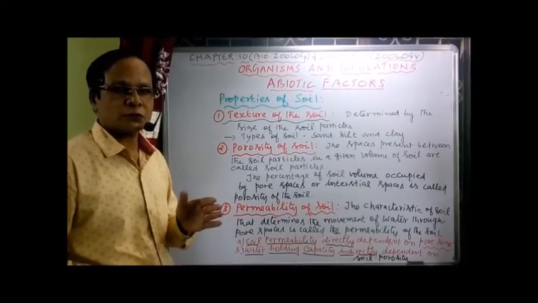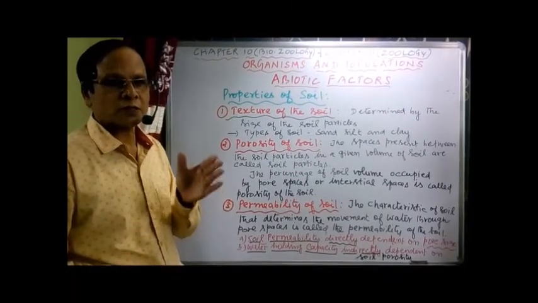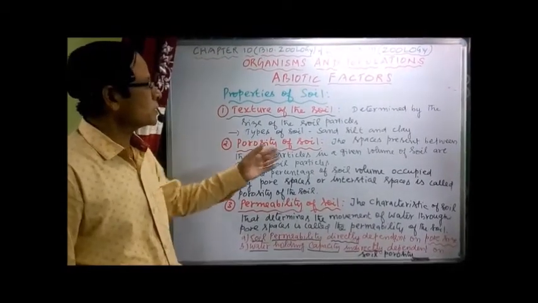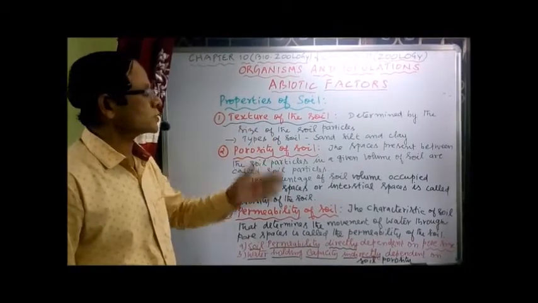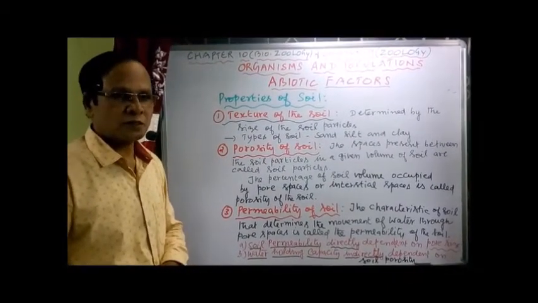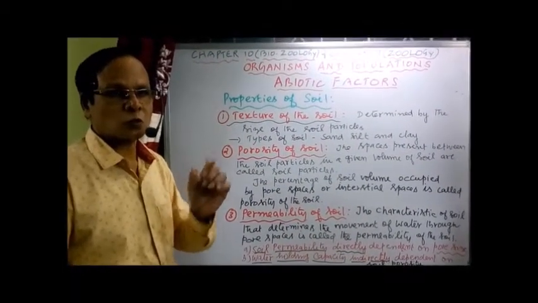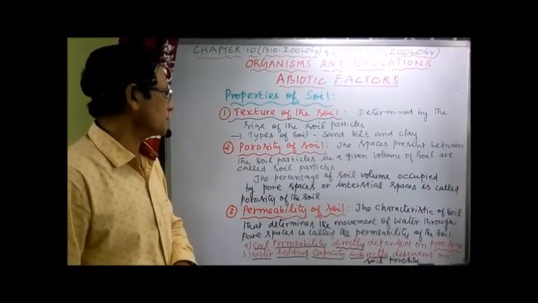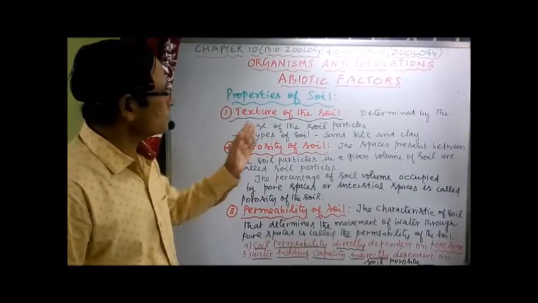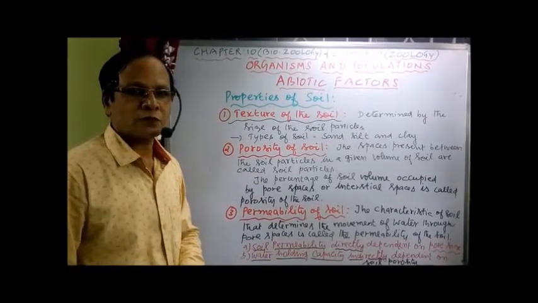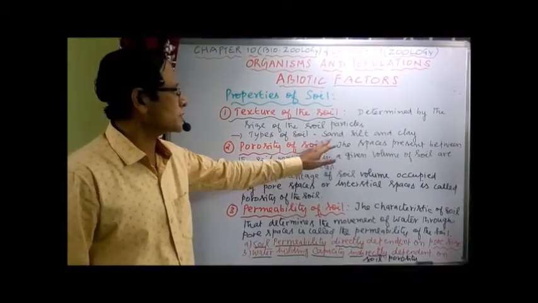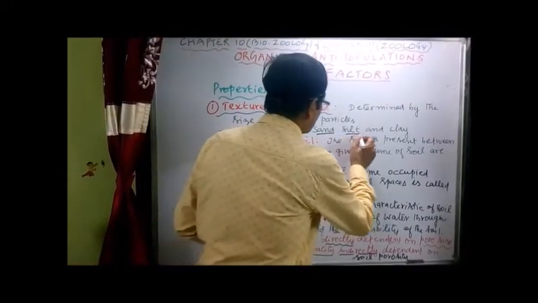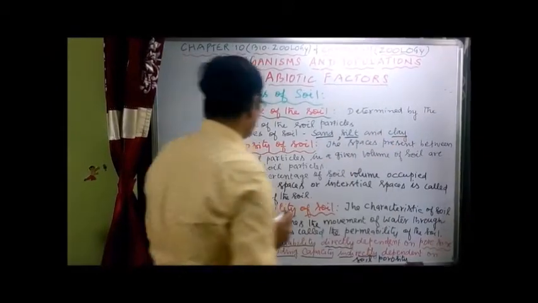The texture refers to the smoothness, roughness or coarseness of the soil. The texture of the soil is normally determined by the size of the soil particles. Larger the size, the texture is rough or coarse. Smaller the size, the soil texture is smooth or soft. Based on the size of the soil particles, we have 3 different types of soil: number 1, sand; number 2, silt; and number 3, clay. Sand, silt and clay.